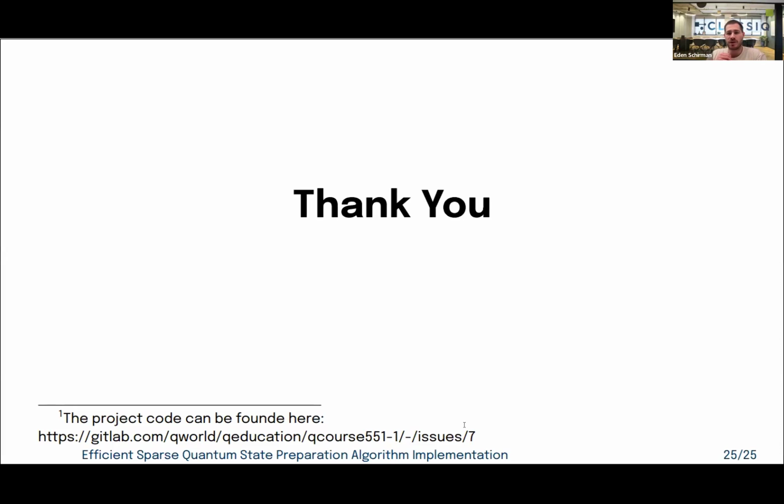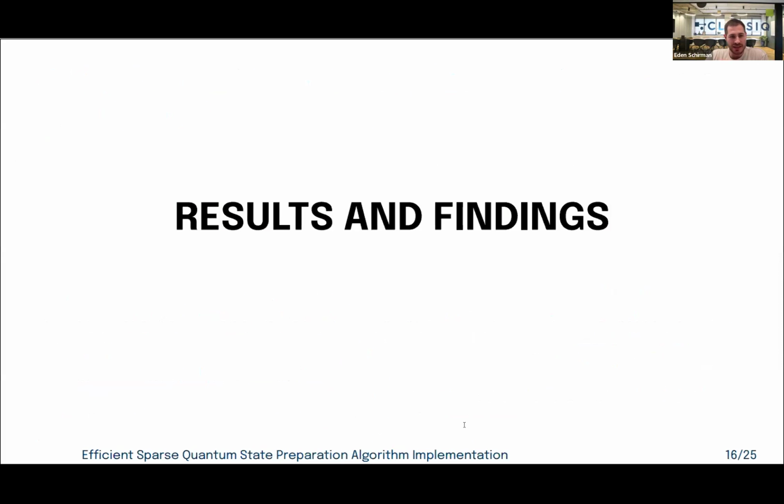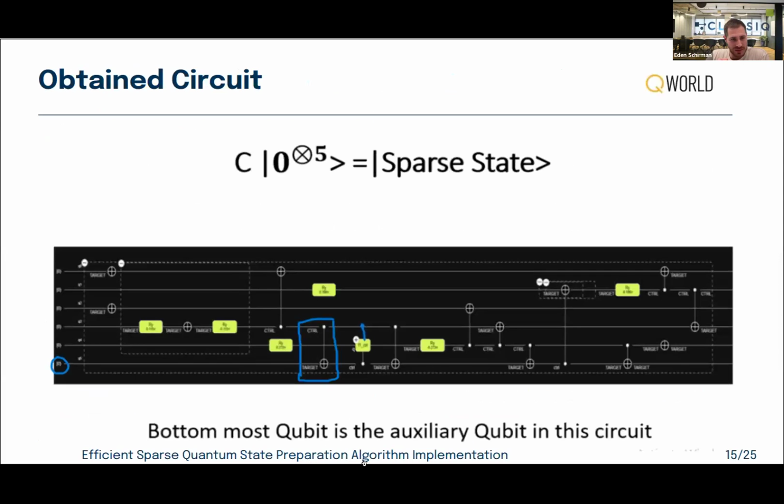Okay, I have one question. On slide 15, you said something about not being able to control the gate specifically with Classiq. I wasn't sure what you were referring to.